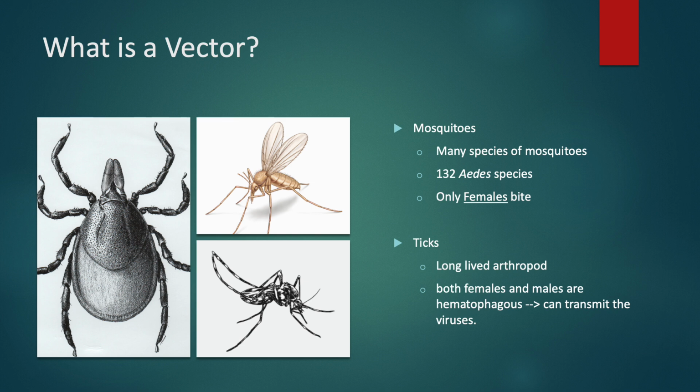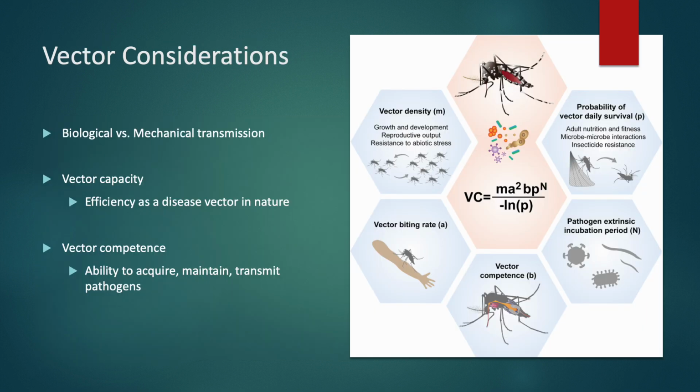So ticks are also a long-lived arthropod, and with ticks, both females and males can transmit viruses. Some vector considerations: I'll start with vector competence. This is often mathematically represented as the number that transmit divided by the number exposed. One of the major things we study in vector-borne arbovirus transmission is vector competence.